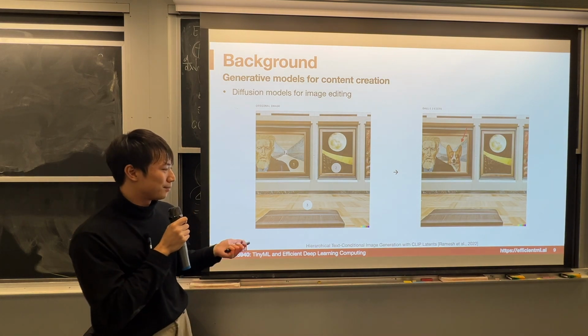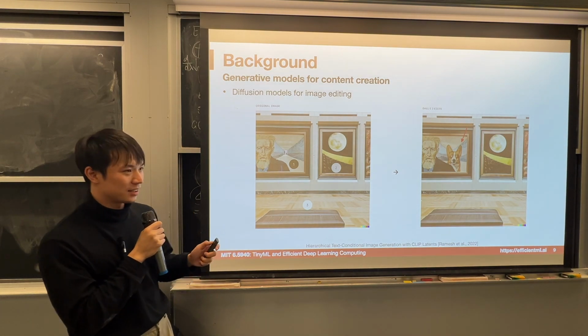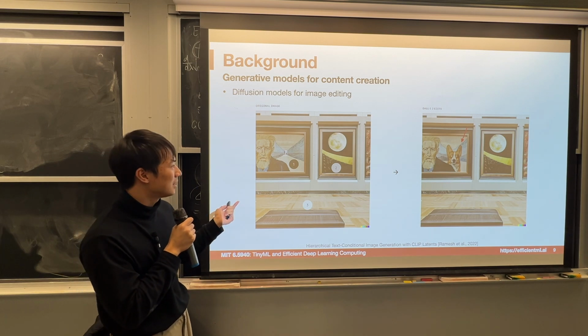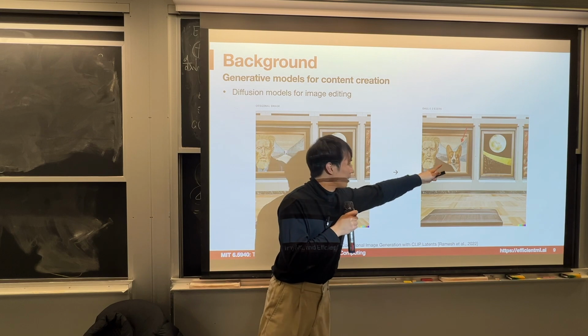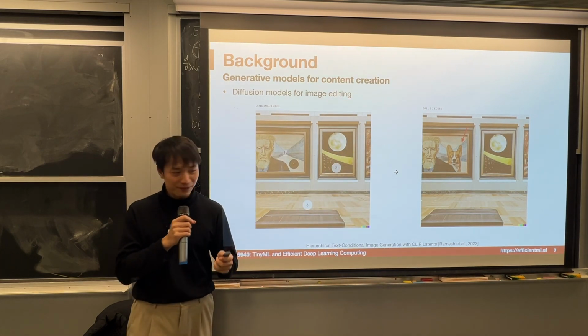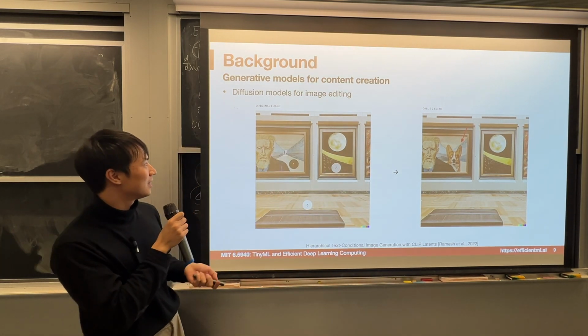And of course, maybe what's more popular nowadays is a diffusion model. This is the DALL-E model. For image editing, you can actually insert a corgi here in a pretty convincing way. People don't usually notice the editing.